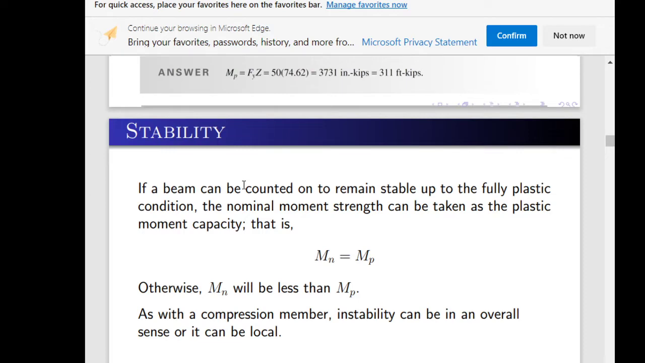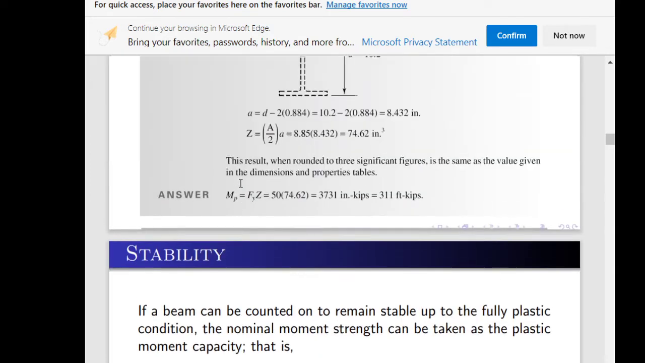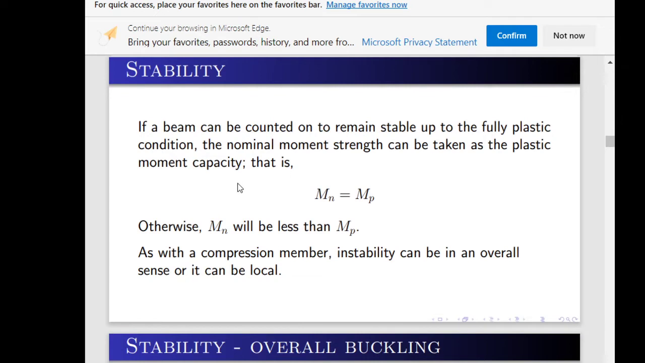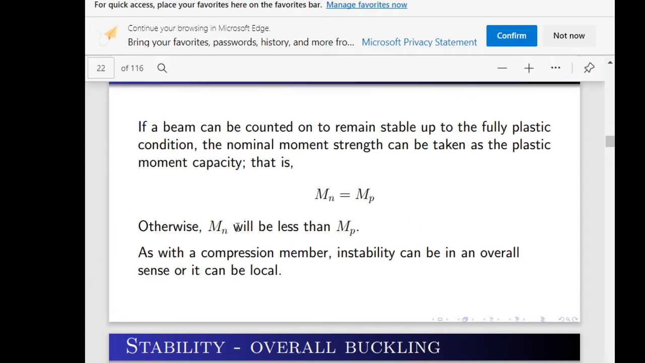So, we are now in stability. Stability is if a beam can be counted on to remain stable for up to the fully plastic condition, the nominal moment strength can be taken as the plastic moment capacity. That is, M sub n is equal to M sub p. Otherwise, M sub n will be less than M sub p.